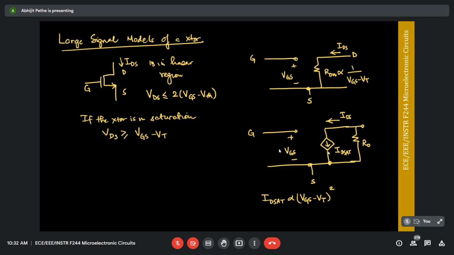Could you go to the previous slide? Sir, here we are modeling it as imperfect. Are you taking into consideration the channel length? Right, if there is channel length modulation, then we'll model it as an imperfect current source, else we'll model it as a perfect current source. Okay, sir. Could you go to the previous slide?